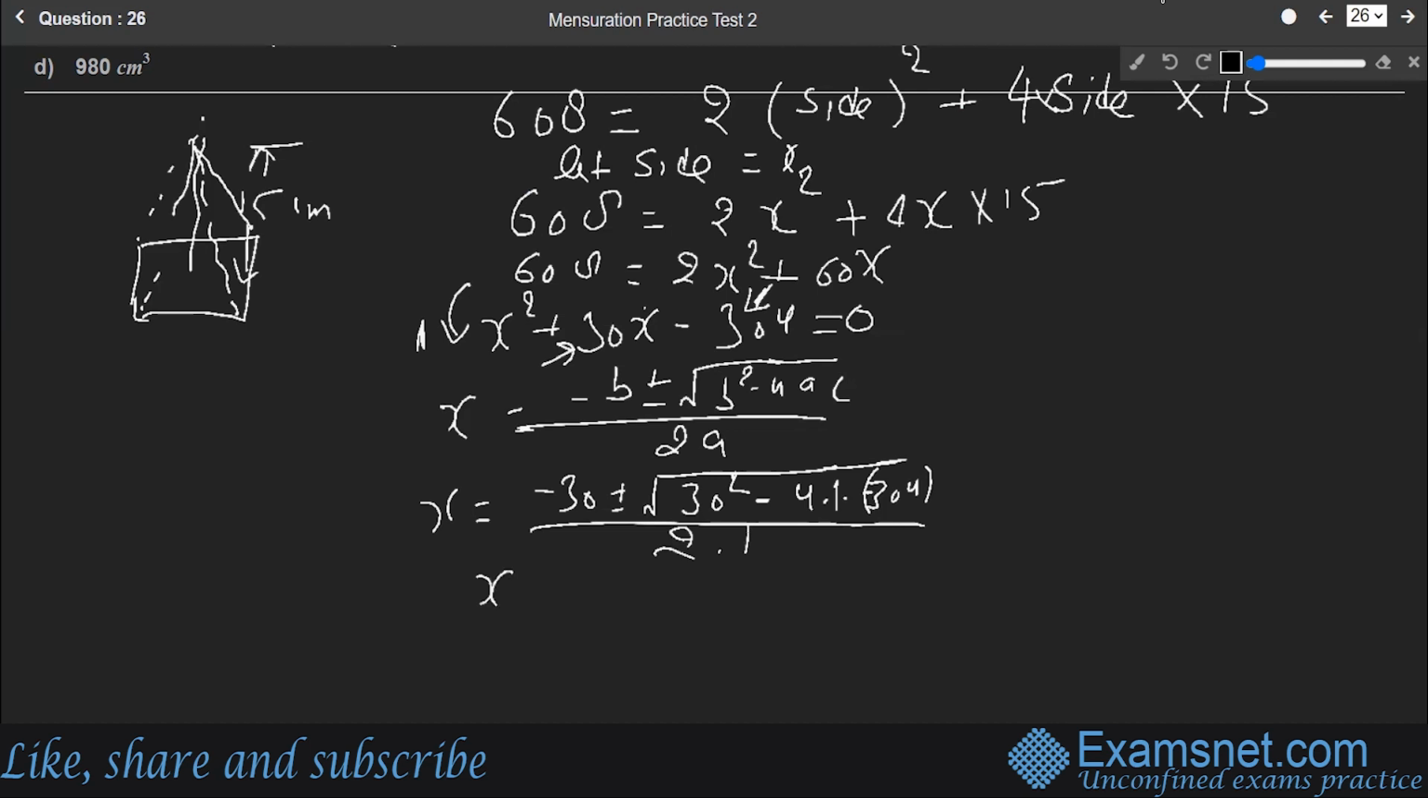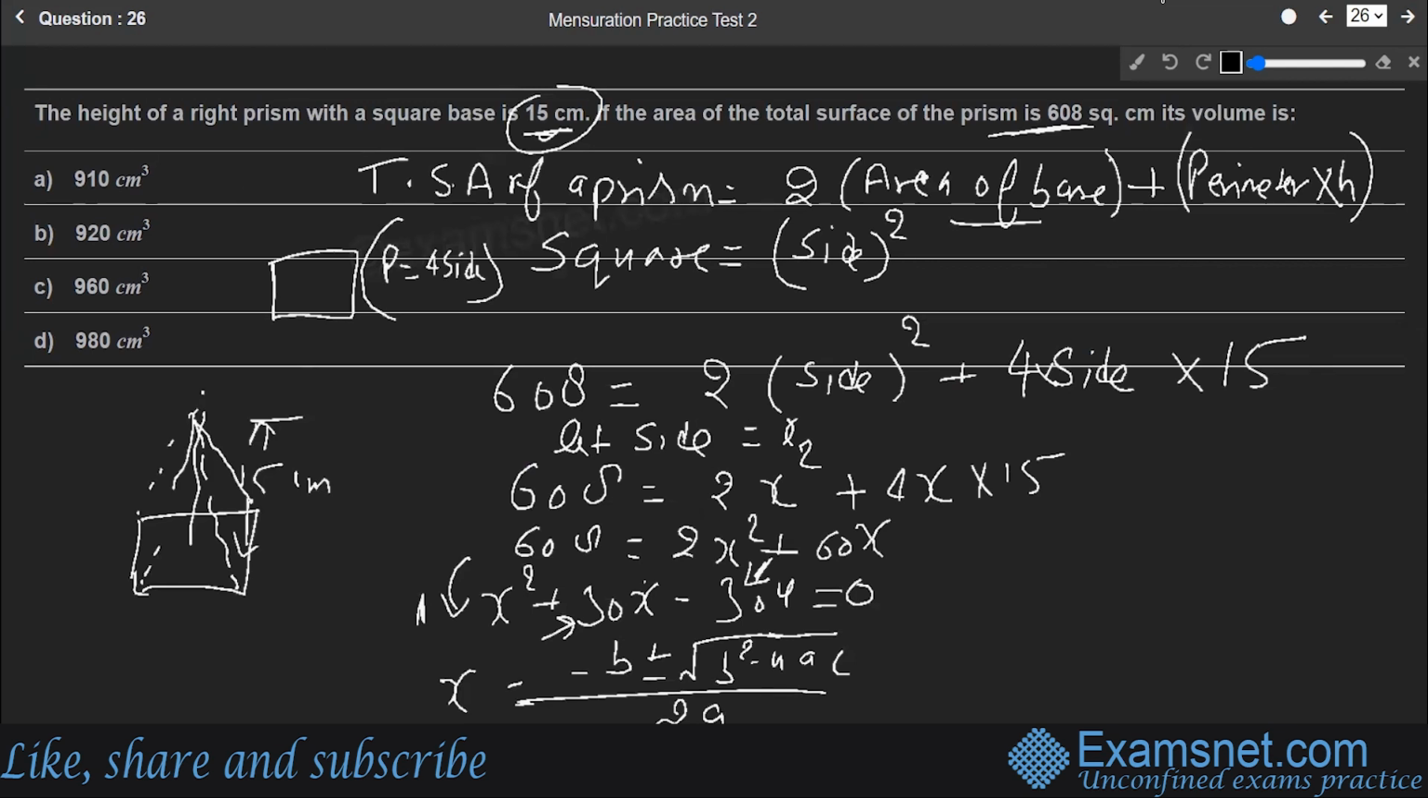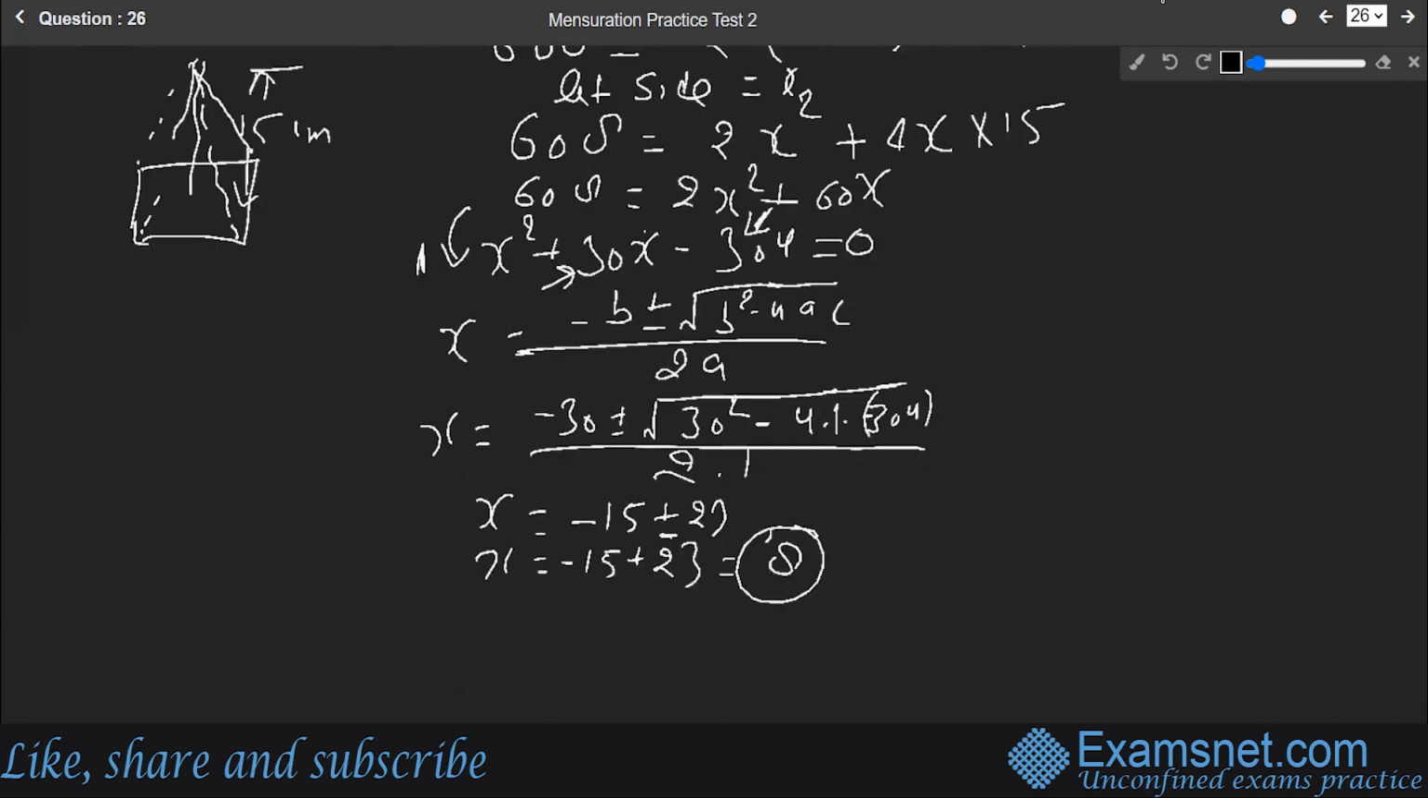If we solve this further, there are two values of x coming. One is minus 15 plus 23, and the other is minus 15 minus 23. If we do minus 15 minus 23, x will come out negative, which is not possible because we are dealing with dimensions. So minus 15 plus 23 will give you 8. That is the value of x. x was assumed to be the side, so the value of the side of this particular prism is going to be 8 centimeter. Now he asked us to calculate the volume.